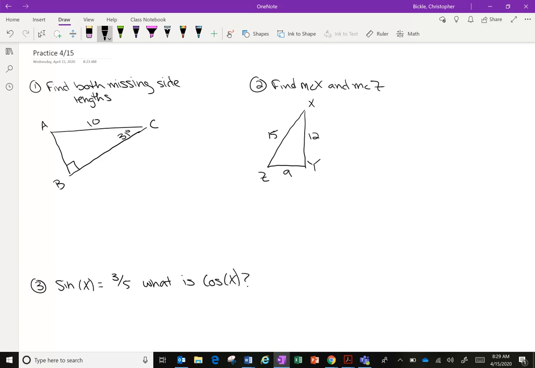The second problem, I want you guys to find the measure of angle X and the measure of angle Z. I've given you guys this right triangle, and I put the right angle right there, X, Y, Z, and the side lengths are 9, 12, 15. So I want you guys to go through and find the measure of both angles.